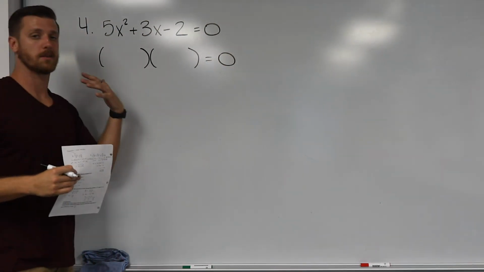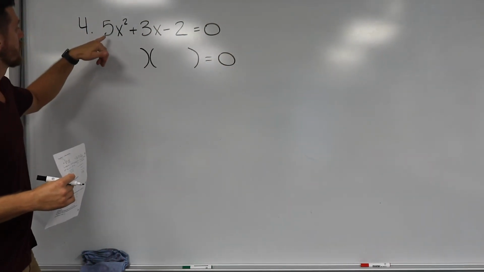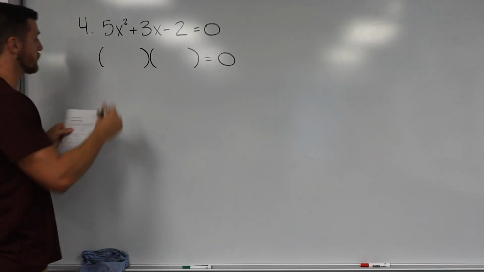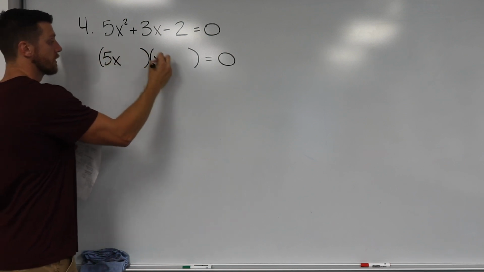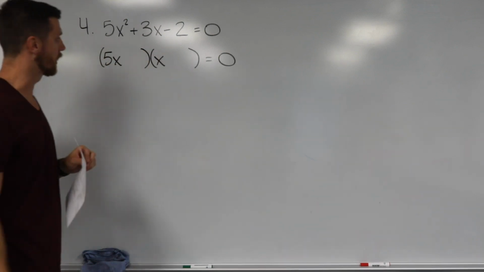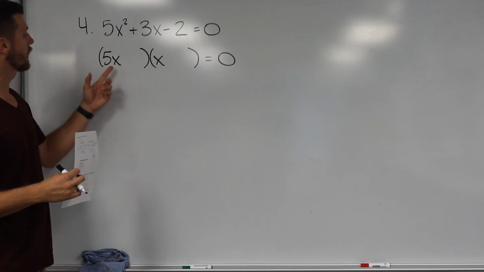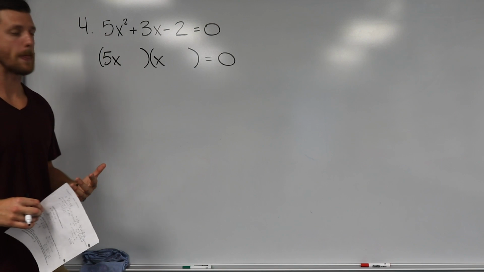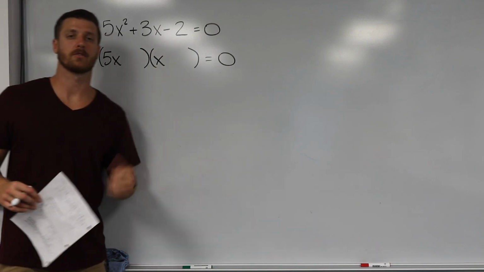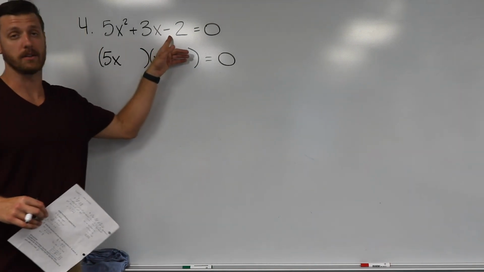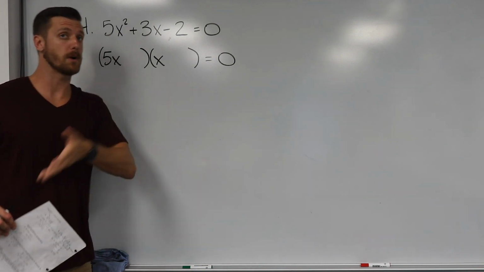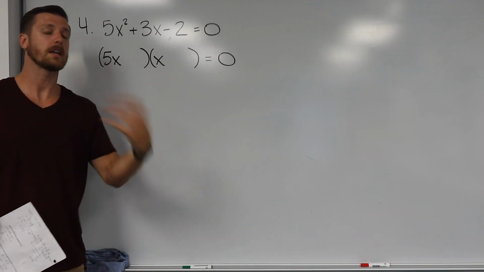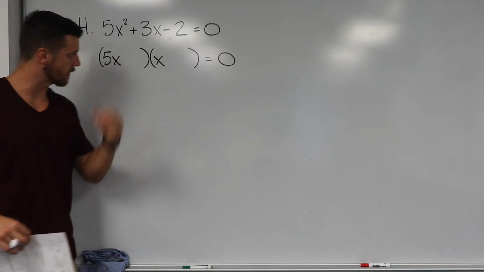Sometimes I think to myself, what could I multiply to get 5x squared? Alright? Well, probably it's going to have to be a 5 and an x. Alright? So 5x times x is 5x squared. Hey, that works. Now, then you also have to think about, what are the factors of 2? Well, that's not hard either. Actually, negative 2. You either have a negative 2 and a positive 1, or a negative 1 and a positive 2, right? Or vice versa. Right?